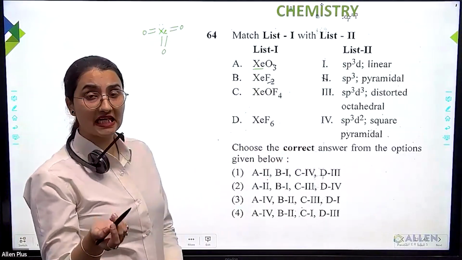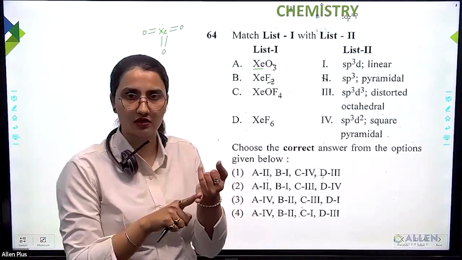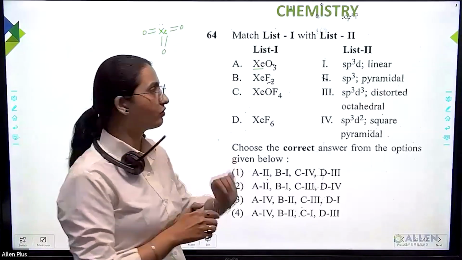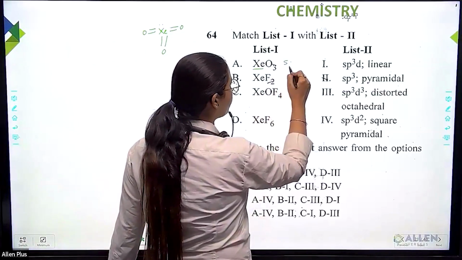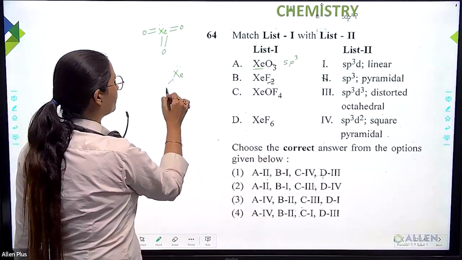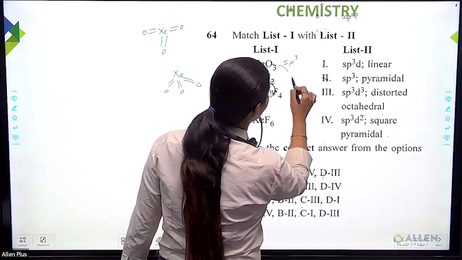How do we find the steric number? Steric number is the number of lone pairs plus sigma bonds. So it has 1, 2, 3, 4. Steric number is 4. So hybridization is sp3. If I predict its shape with one lone pair, its shape is going to be what? Pyramidal. sp3 pyramidal.